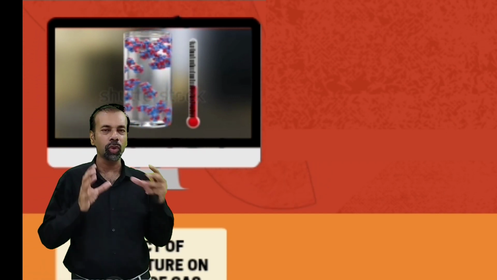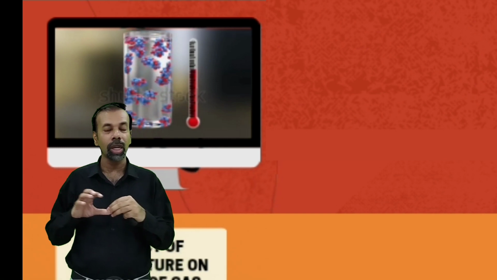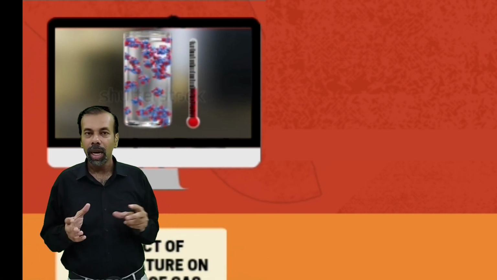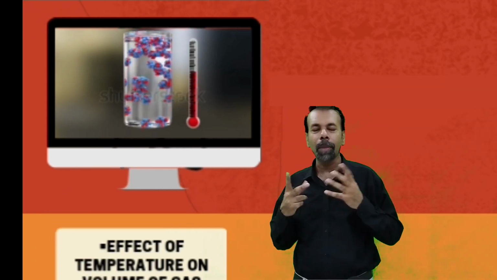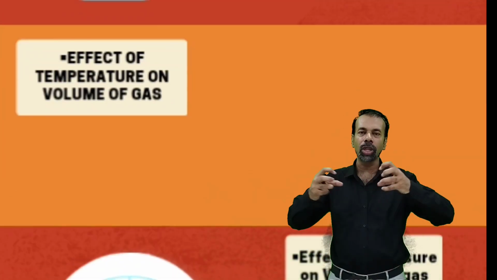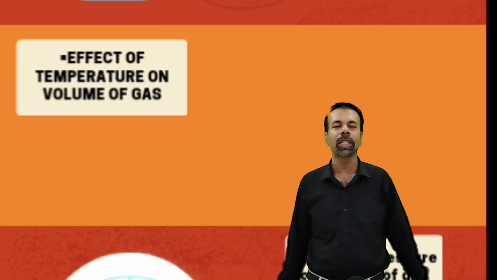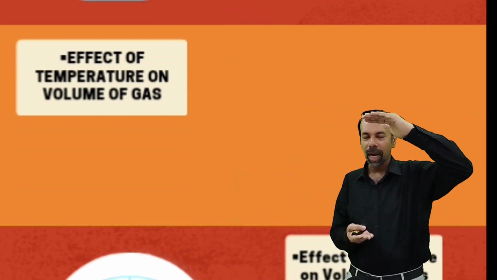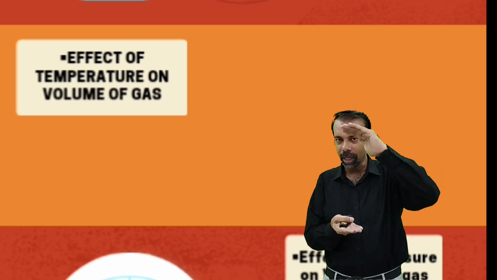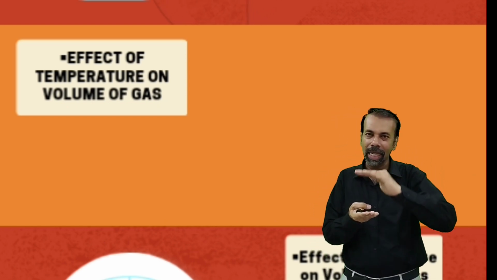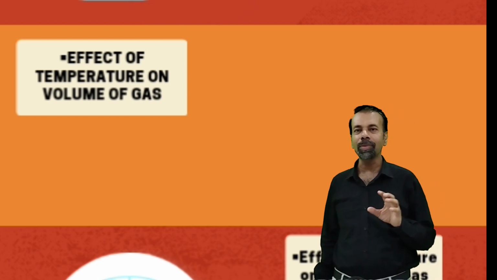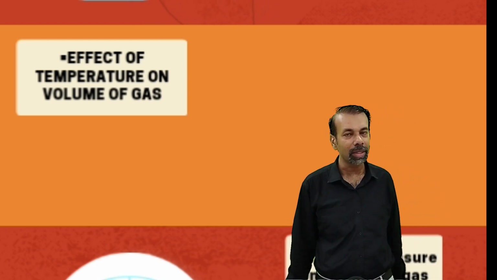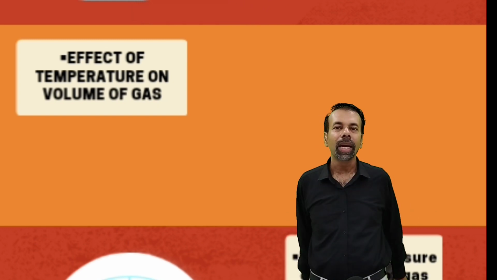Another factor which we should discuss while we are talking about gases is temperature and volume. If we increase the temperature of a gas, the gas molecules will go away from each other and the volume of gas will increase. On the other hand, if we cool down a gas, if we decrease the temperature of gas, gas molecules will come close to each other and the volume of gas will decrease.